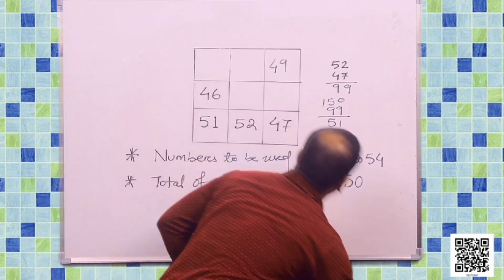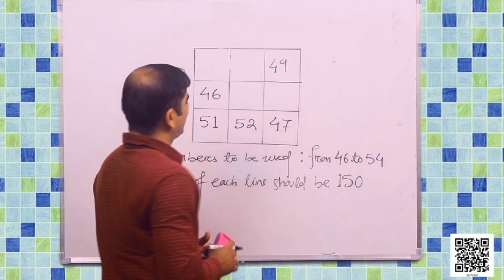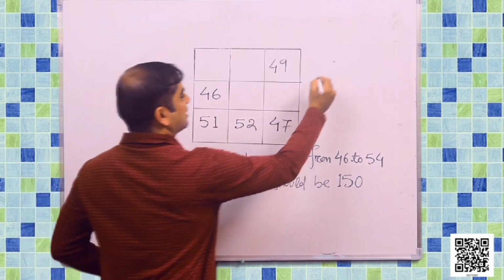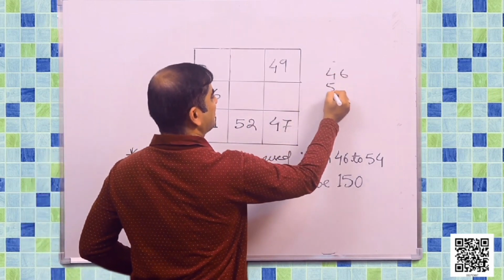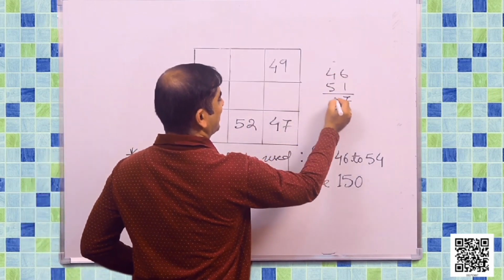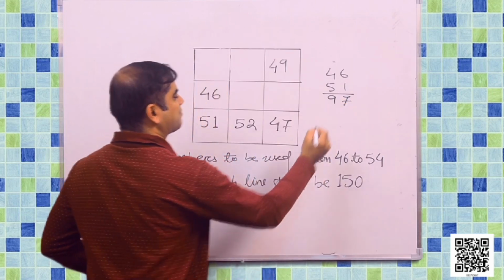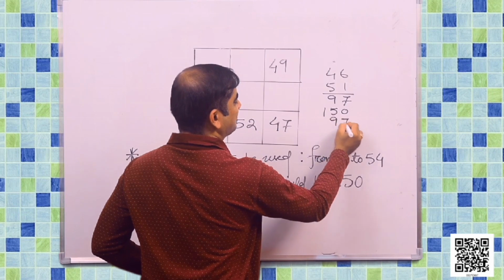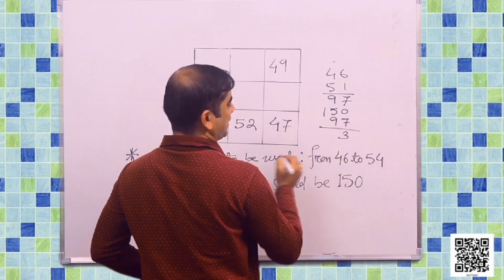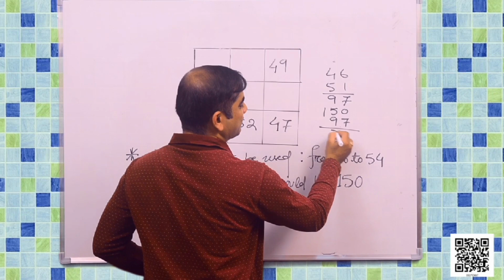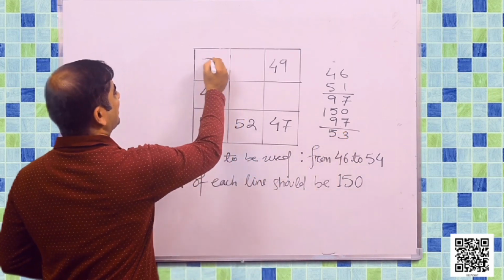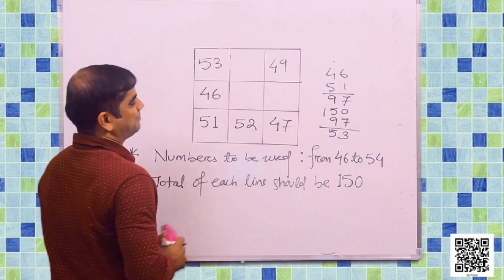Let us check the others. Now we have another pair over here, 46 and 51. The sum is 97. Now let us subtract 97 from 150. Okay, it gives us 53. So here we can write 53.